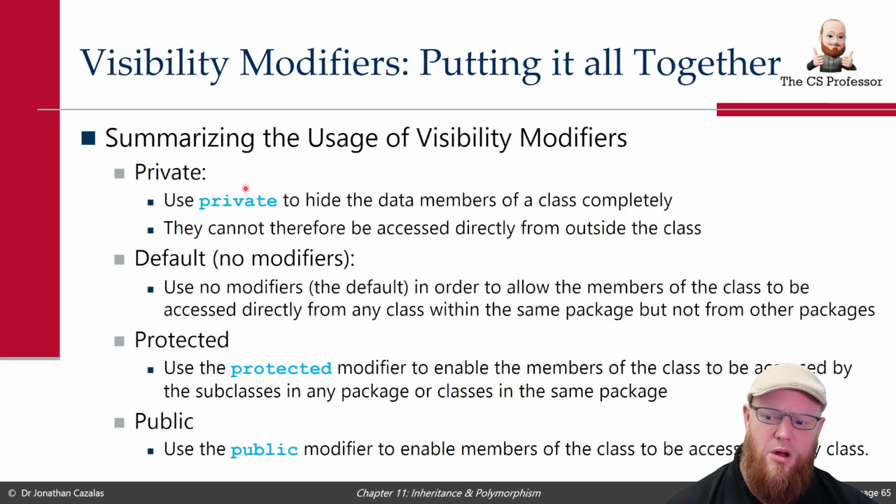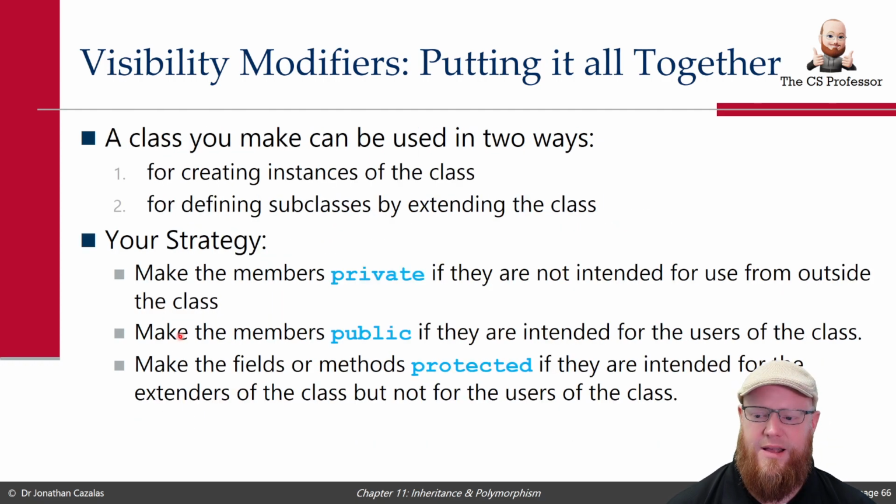So summarizing it, or putting it all together: use private when you want to hide the data members of a class completely and you don't want them to be accessible from anywhere outside of the class. Default modifiers, you use them in order to allow the members of a class to be accessed directly from any class within the same package. Public is when you want a free-for-all, it's an open party, everyone can access every single other variable. And then this protected visibility modifier is just to say, you know what, maybe we're in a different package, but if we're a subclass, we can still access you.